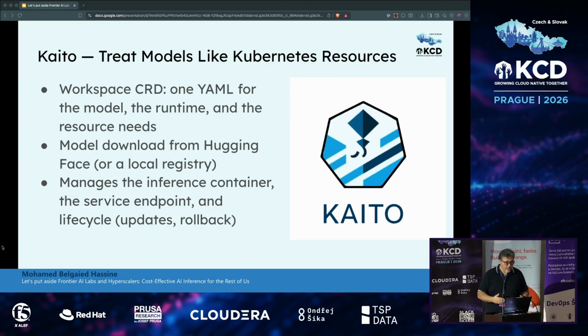In Kaito, you deploy one CRD called Workspace that will handle for you the deployment of the inferencing pod, downloading of the right model, as well as handling service endpoints, etc., for your pod. So it simplifies specific AI inferencing workloads on Kubernetes. You can see it as the deployment for AI inference.